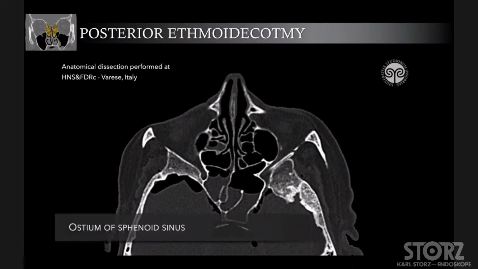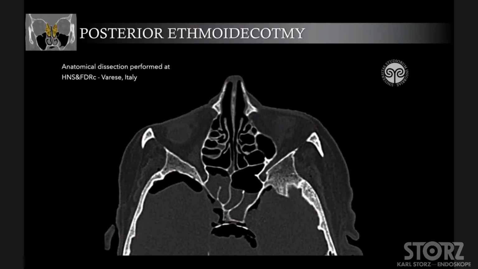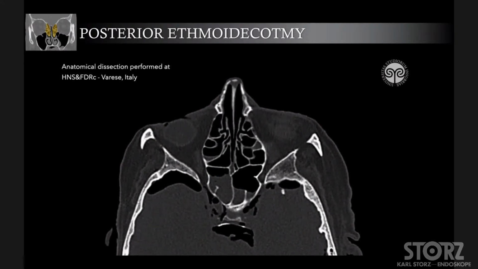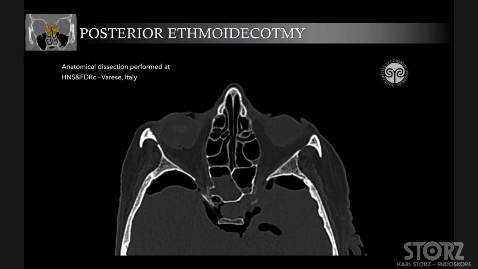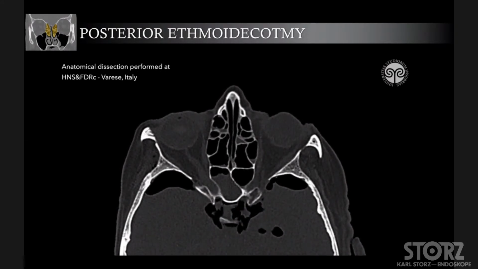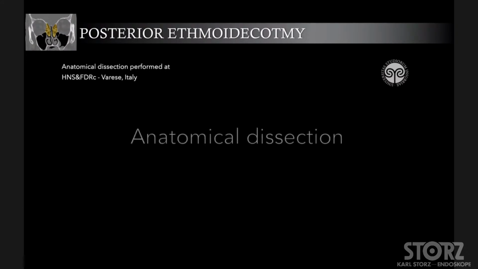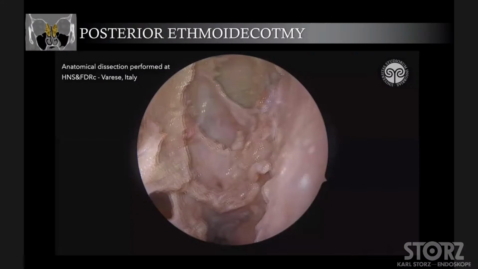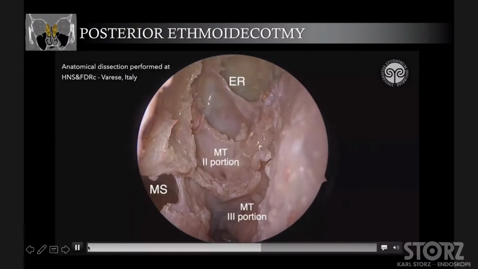You can see this is the ostium of the sphenoid sinus. In this case, the ostium is very medial because the rostrum is not pneumatized. Conversely, if you have a very pneumatized rostrum, you can have the natural ostium of the sphenoid placed much more laterally. Okay, we are ready to start with our anatomical dissection.